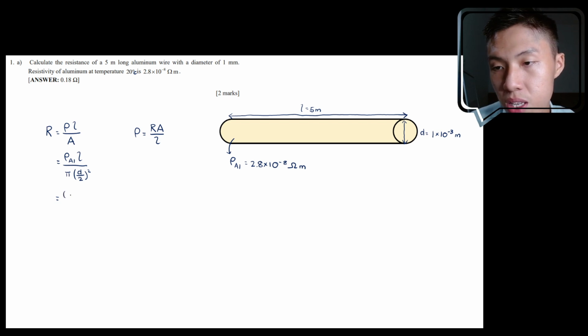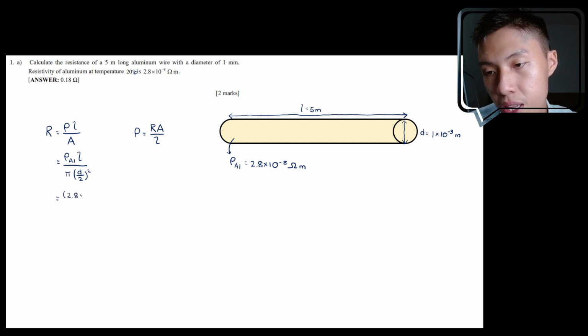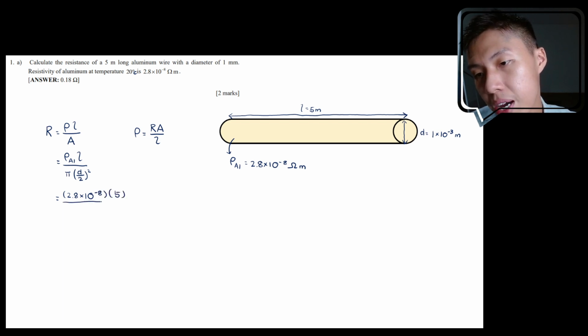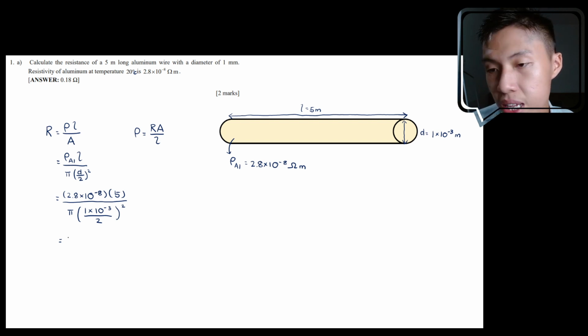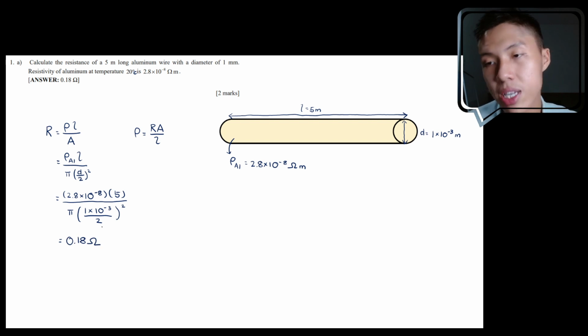You substitute in the resistivity to be 2.8 times 10 to the power of negative 8. Substitute the length to be 5 meter. Divide by pi, then the diameter is just 1 times 10 to the power of negative 3, divided by 2, squared. Okay, if you use your calculator to do your calculation, I believe you'll get an answer of 0.18 ohm. So that's it.